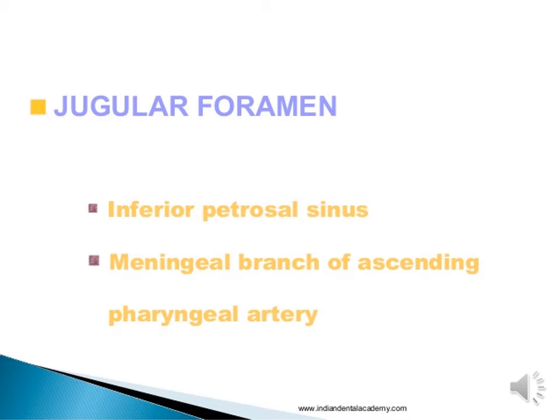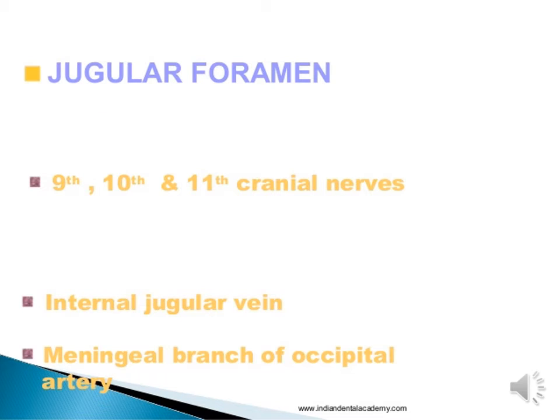We start with the jugular foramen. Its location is between the petrous part of the temporal bone and the condylar part of the occipital bone. It transmits the inferior petrosal sinuses, the meningeal branch of the ascending pharyngeal artery, and three cranial nerves: the 9th, 10th, and 11th cranial nerves. These are the glossopharyngeal, vagus, and accessory cranial nerves. It also transmits the internal jugular vein and the meningeal branch of the occipital artery.